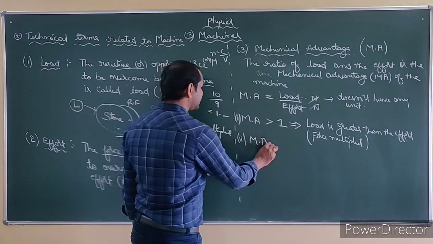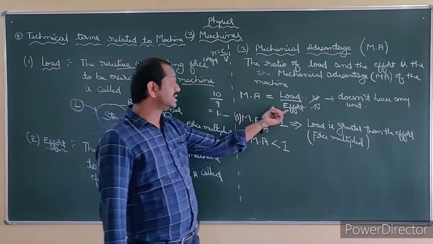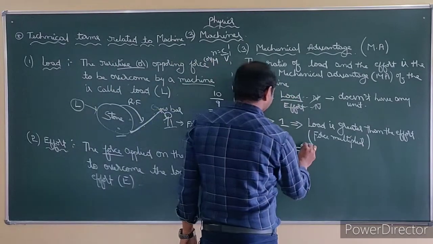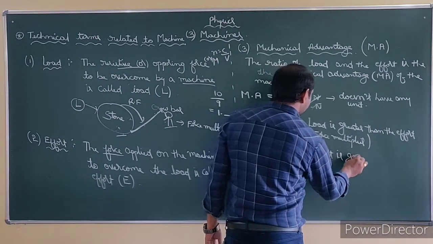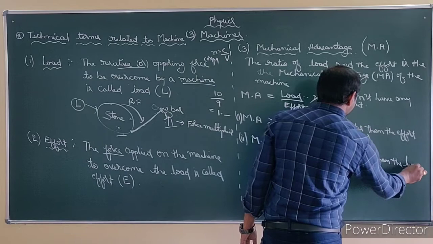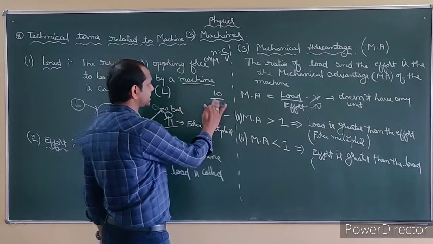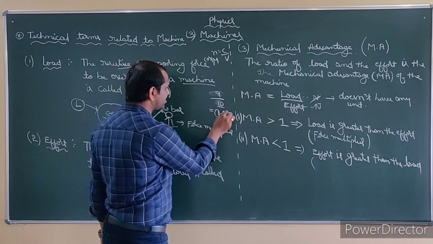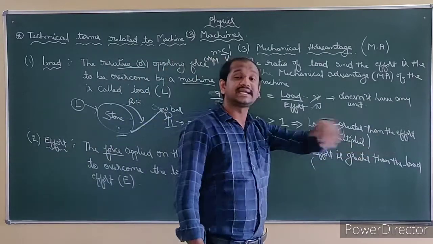Now, when mechanical advantage is less than 1? You can write it either way: when effort is more than load, or load is less than effort. When the effort is greater than the load, mechanical advantage is less than 1. For example, I'll just reverse the case: 9 by 10. Here effort is more. Obviously it comes to 0.9, less than 1. When mechanical advantage is less than 1, effort is greater than the load.